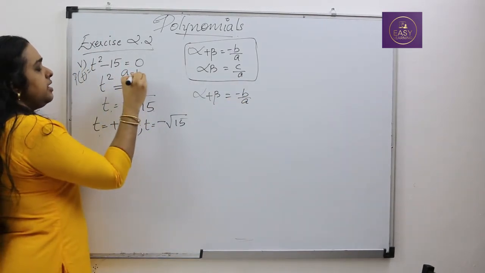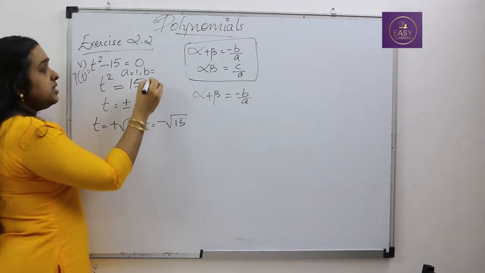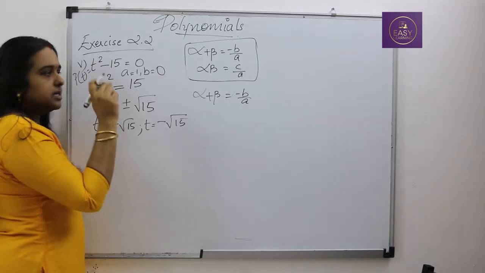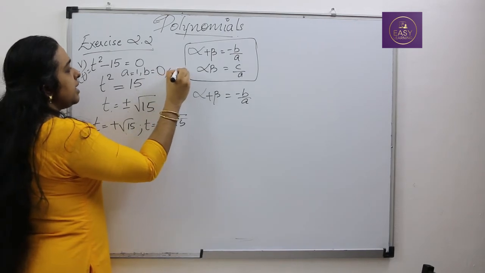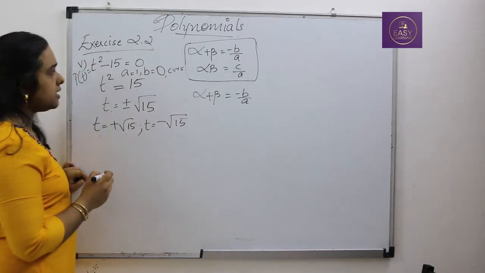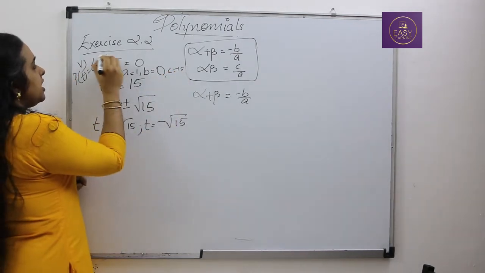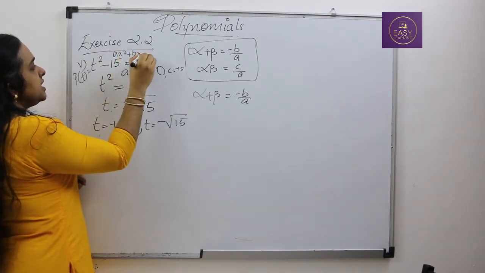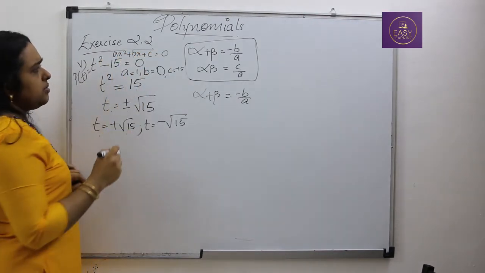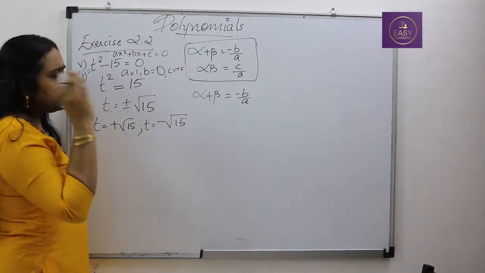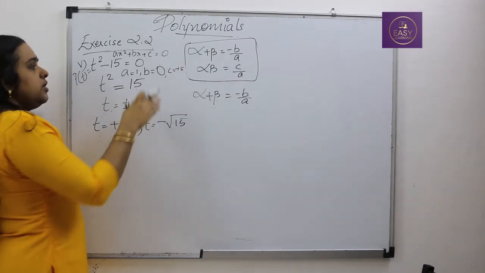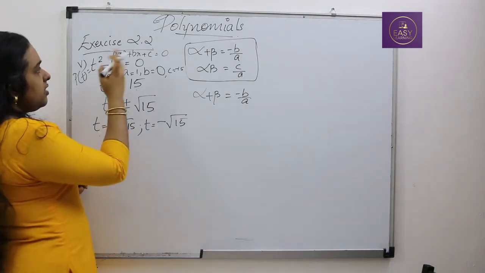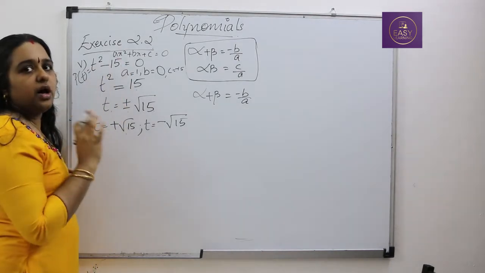A equals 1, B equals what? B equals 0 because we don't have a term with t. And C equals minus 15, isn't it? If you want to write, you have to write it in general form first. It is ax square plus bx plus c equals 0. But after doing so many problems, it should be clear for you. You have to know how to write ABC values without even looking at the general form.